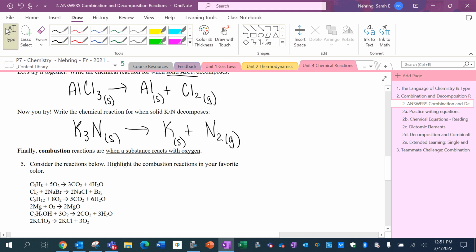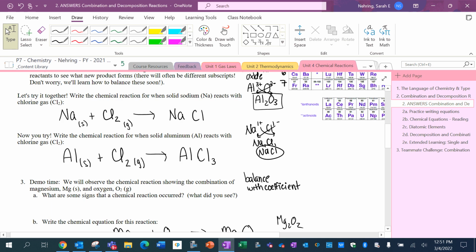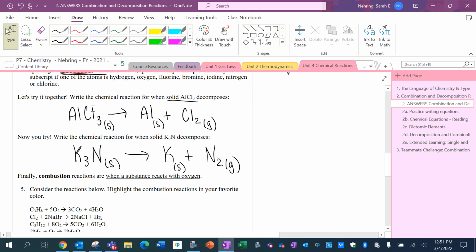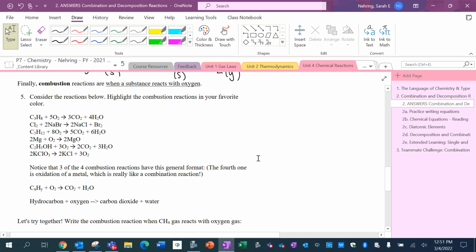All right, so those are our two types of reactions so far. We've got combination reactions where two elements come together to form a compound, and decomposition reactions where a compound breaks apart into elements. The third type of reaction is combustion. This is when you have a substance that reacts with oxygen. That is the basic definition of a combustion reaction.